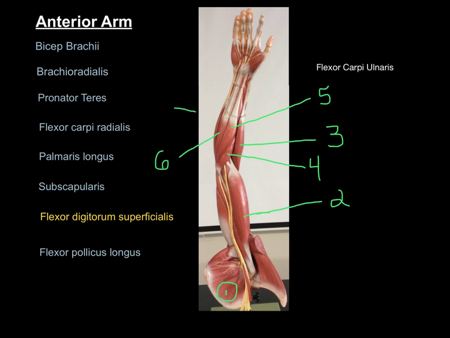Then on the very edge, almost hard to see the muscle, on the very edge of the arm there, we've got, sorry for that squiggly line, number 7, that's going to be our flexor carpi ulnaris.